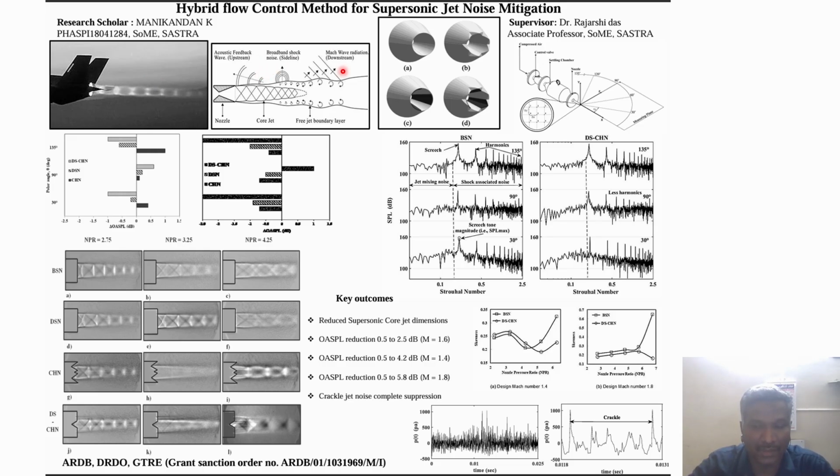In the downstream direction, low frequency mixing noise propagates; in the sideline direction, 90 degrees, the shock associated noise propagates; and in the upstream direction, the screech tone propagates, which is dominated by acoustic feedback. Suppressing these noises is likely to reduce the intensity of noise radiation.